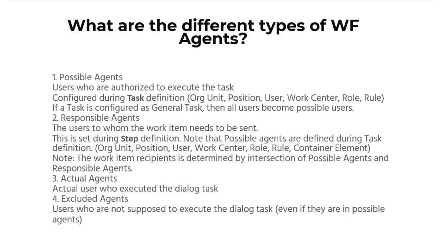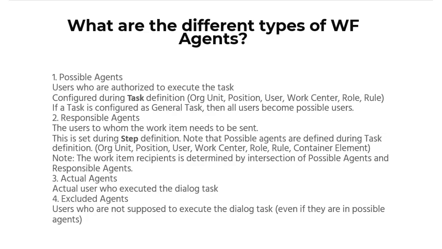If we go ahead, what are the different types of agents? This is an every-time question. The first is possible agents, the persons who are authorized to execute this task. This is configured during the task definition. We can define by org unit, position, user, work center, role, anything. If a task is configured as a general task, then all users become possible users. So be careful. Sometimes what happens is that it goes to all the users possible in the organization. So be careful of that.